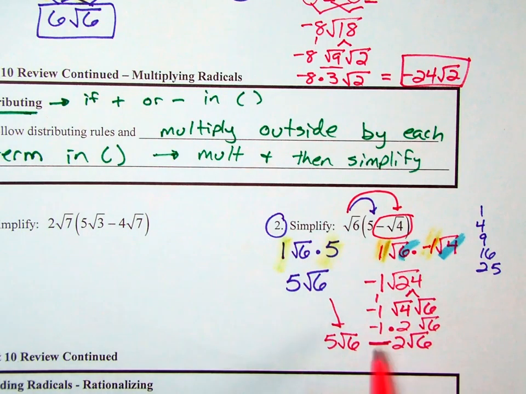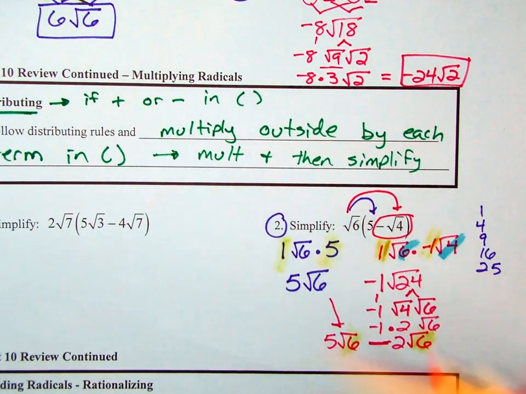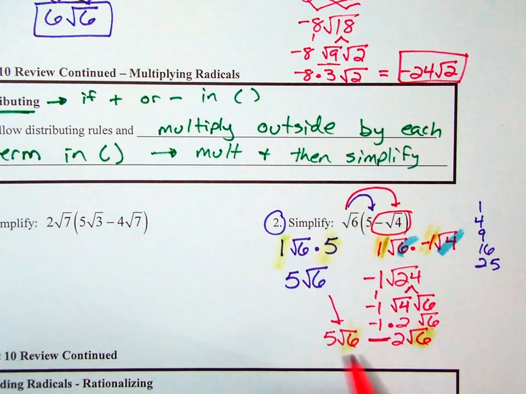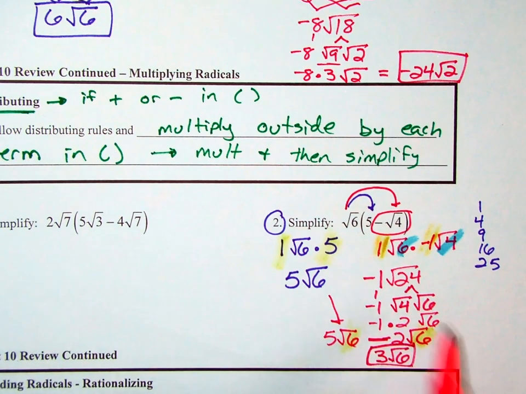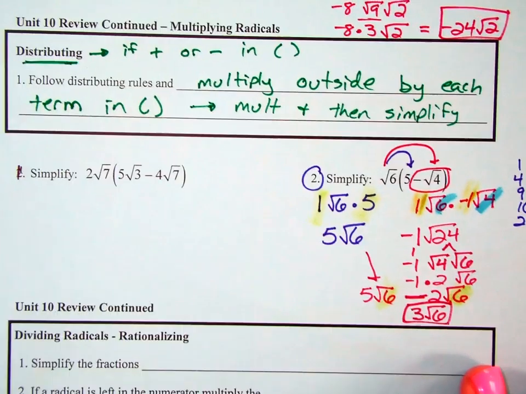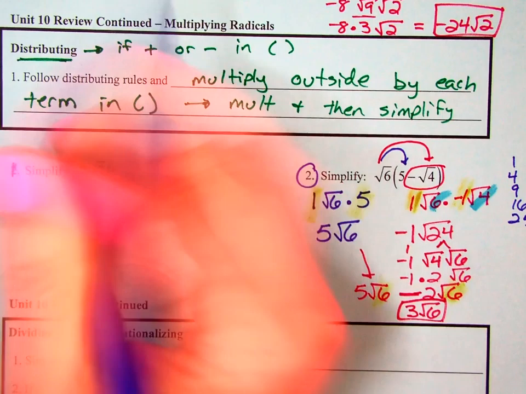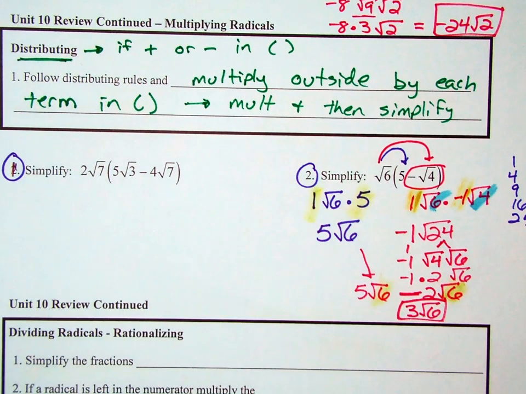Now, if these are like terms like they are here, right, these are like terms because they both have a square root of 6, then we need to combine them together. So 5 minus 2 is 3. We have 3 square roots of 6. If these were not like terms, then we would just circle it and be done. But since they were like terms, we had to continue working on it. So I want you to try that first problem right now on your own. So go ahead and pause the video and start working on that problem.